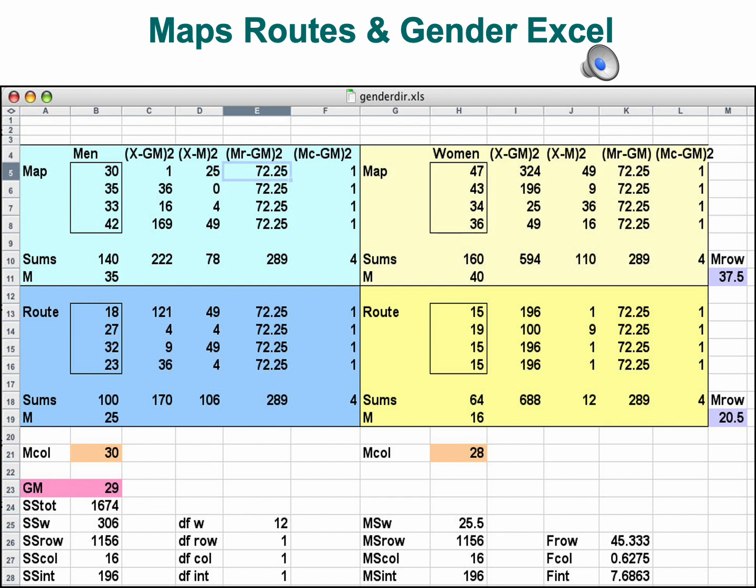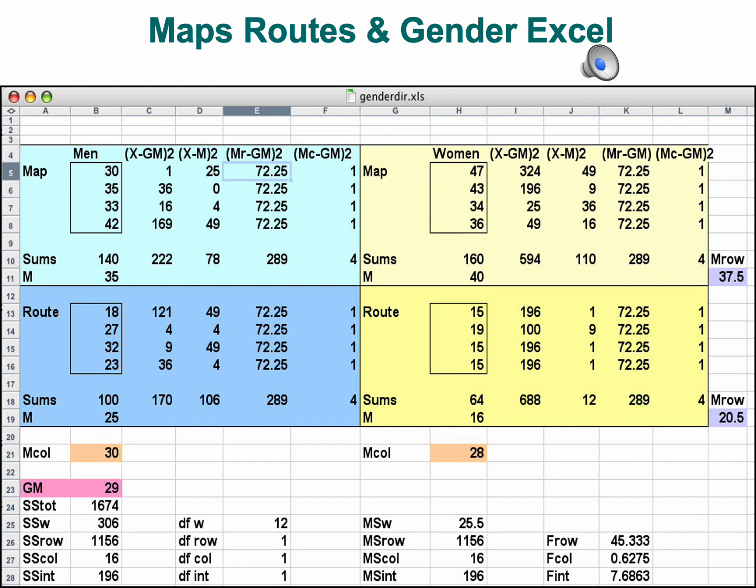Now we calculated our degrees of freedom just like we did in the other slide. So we have 12, 1, 1, and 1, and 1. And then we calculate our mean squares, where we divide the sum of squares by the degrees of freedom. The mean squares within is the sum of squares within of 306 divided by 12, which is 25.5. The mean squares for the row is the sum of squares for the row divided by the degrees of freedom for the row. And you can see that's 1,156. Then you can see the mean squares for the column is 16, and the mean squares for the interaction is 196.